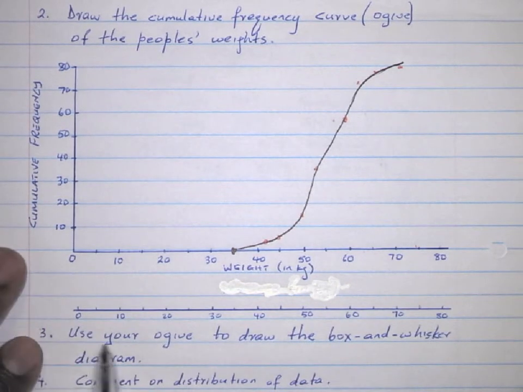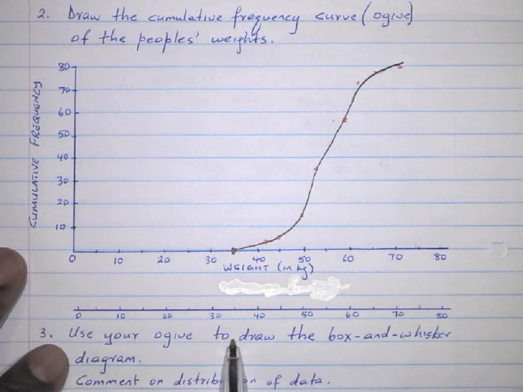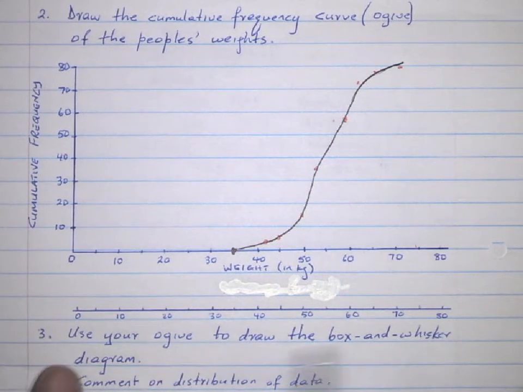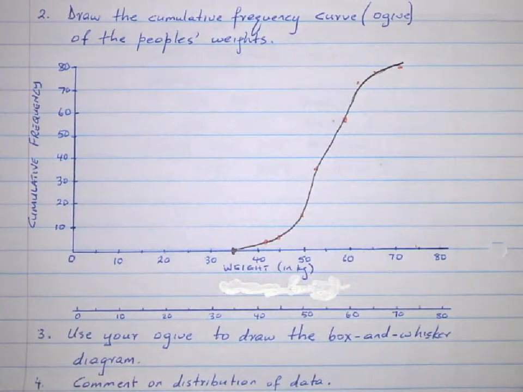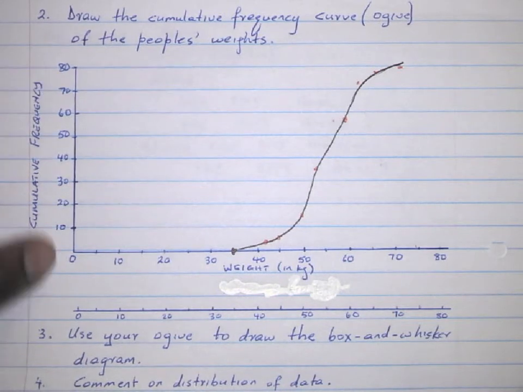Then the next question says here, use your ogive to draw the box and whisker diagram. The previous lesson or revision, we did the box and whisker diagram. Now in this one, how do we draw the box and whisker diagram? So what we do, we remember that we need 5 numbers. So the first thing that you do, you must look at the numbers over here, right? So the numbers over here.